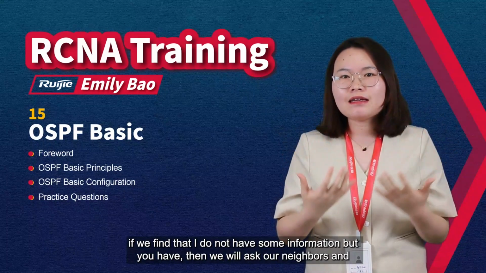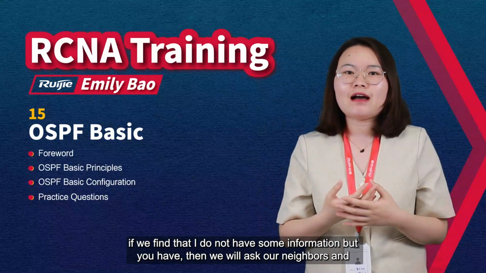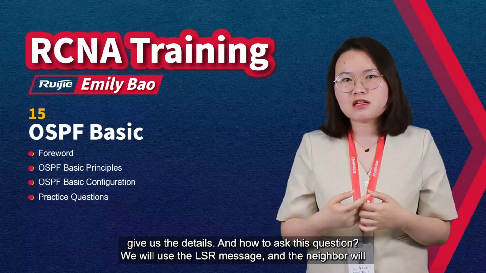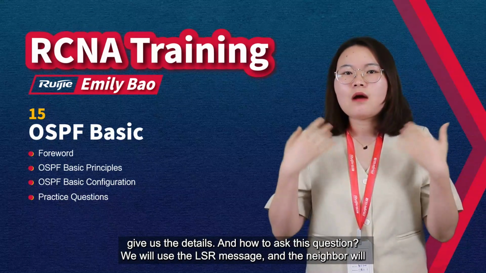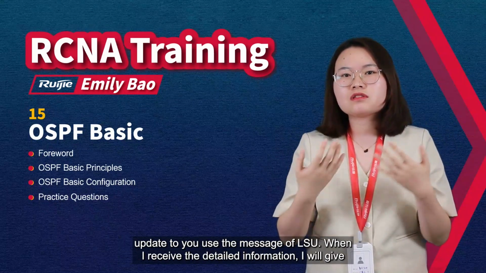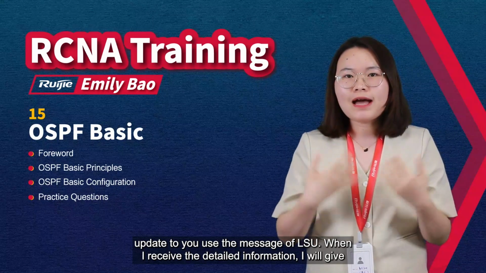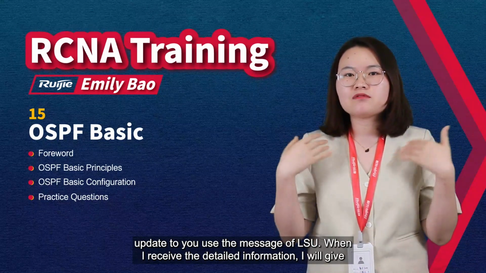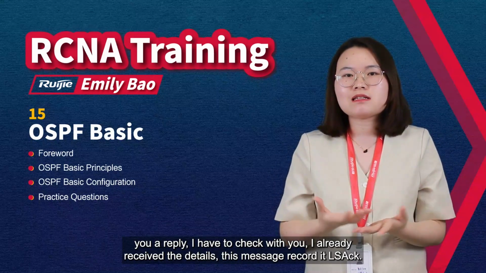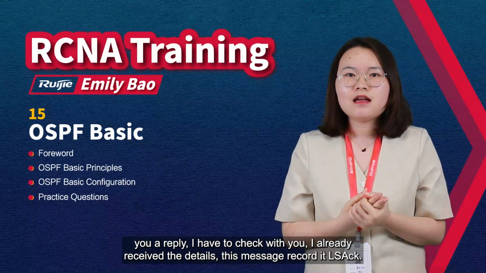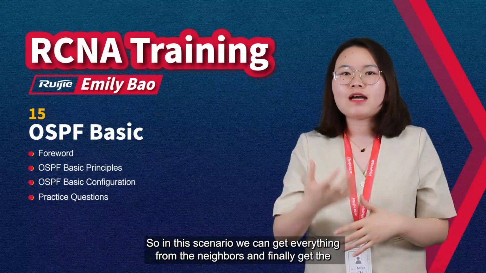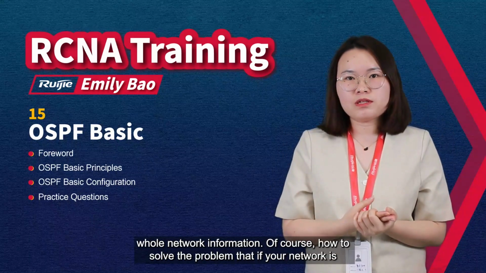If we find that I cannot get some information but you have it, then we will ask our neighbor to give us the detail. And how to ask this question? We will use the LSR message. And the neighbor will update to you using the LSU message. When I receive the detailed information, I will give you a reply. I have to check with you, I already received the detail. This message we call LSACK. So, in this scenario, we can get everything from the neighbor and finally get the whole network information.